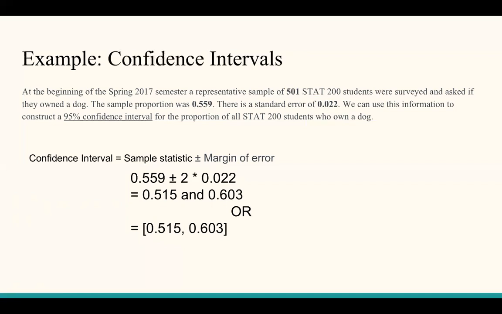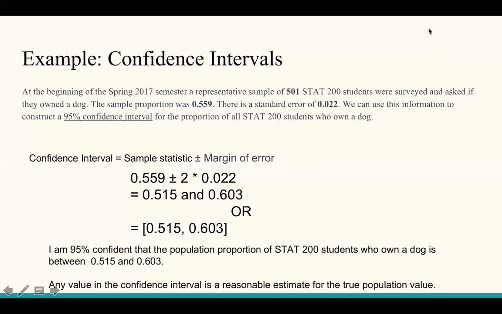So when we add our margin of error to our sample proportion, we get 0.603. And then when we subtract the margin of error from the sample statistic, we get 0.515. So we're just doing two separate calculations here because of the adding and subtracting. We just have to take turns with those. But we get an interval ranging from 0.515 to 0.603.